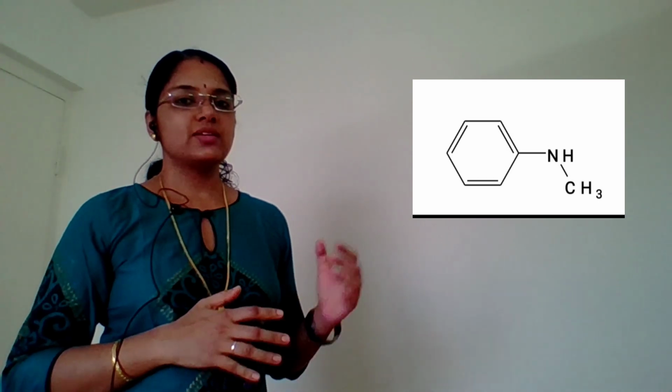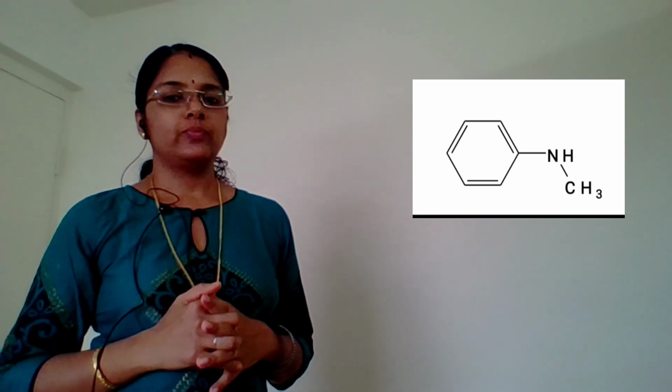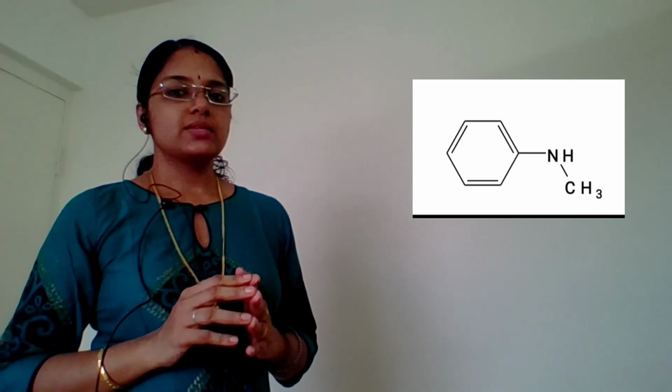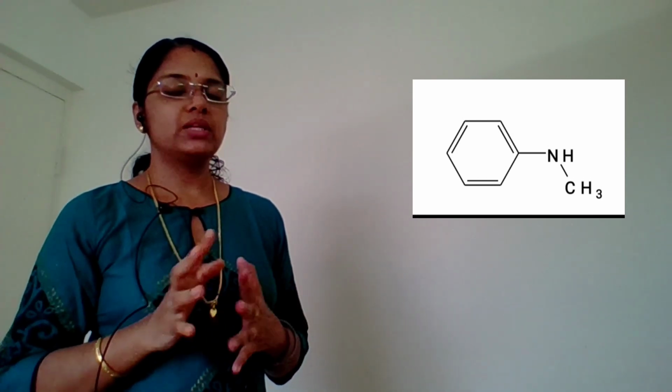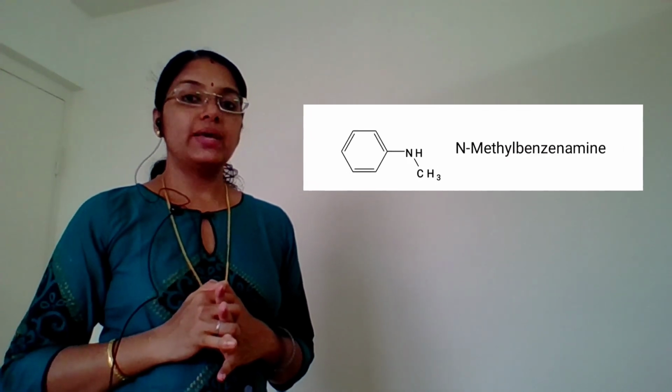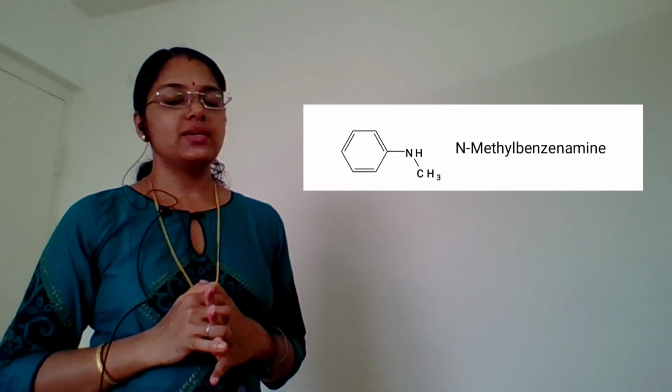In the next structure, there is a methyl group attached to the nitrogen atom, and the other side is a phenyl group. So phenylamine can be considered as the chain, and methyl as a substituent. So we can name it as N-methyl benzenamine as its IUPAC name.